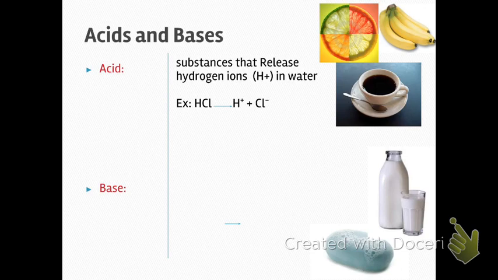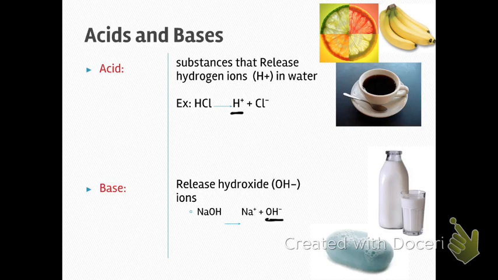And then a base releases hydroxide ions. Examples of bases are soap or milk. Those are bases. And NaOH, sodium hydroxide, can break down into Na plus and OH minus. Notice it makes OH minus, whereas acids make H plus.